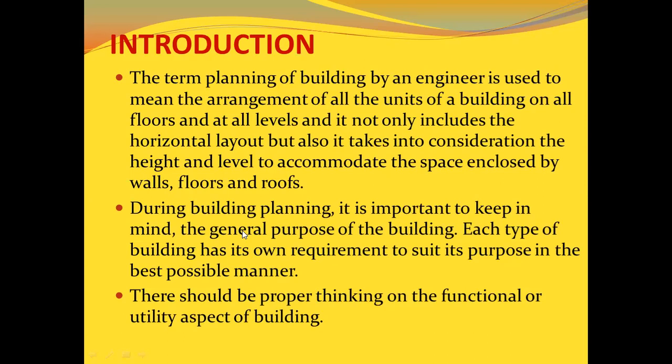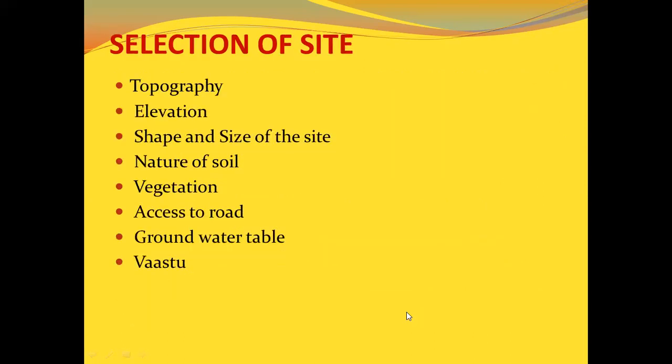In this part, we are going to see the general aspects, what are the principles involved, and what are the requisites for the selection of site. First, we are going to see the selection of site. These are the requisites which are very much essential in the selection of site. First one is topography, elevation, shape and size of the site, nature of soil, vegetation, access to the road, groundwater table, and vastu. These are the requisites essential for selection of site in house planning and building.